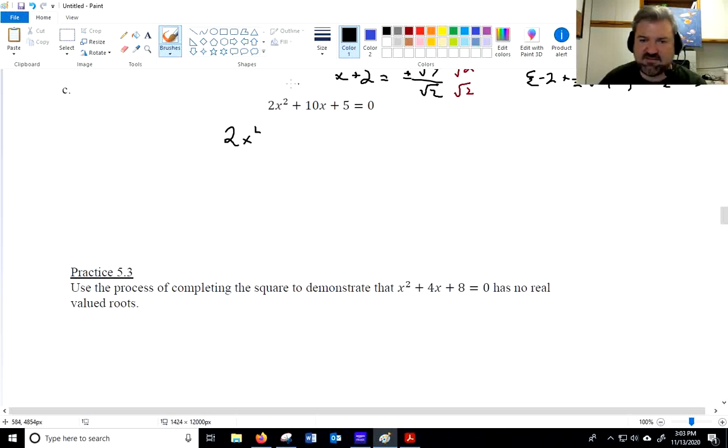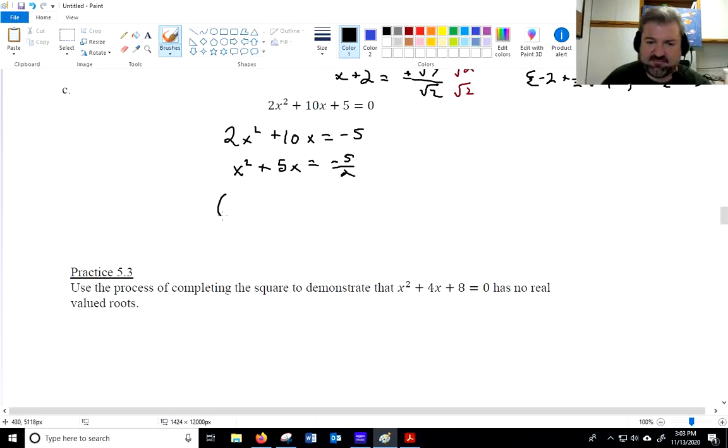Okay, a little trick. If you multiply the 2 and the 5 together, you get 10. You can check if there's anything that multiplies to 10 and adds to 10, but there's not. So this is not factorable. Okay, so I'll do that. I'll go ahead and divide through by 2 so that I can get a single x squared.